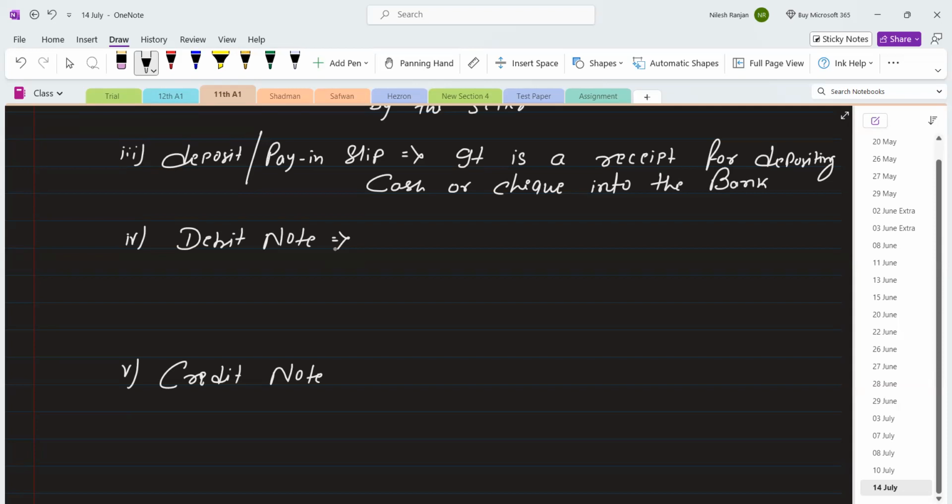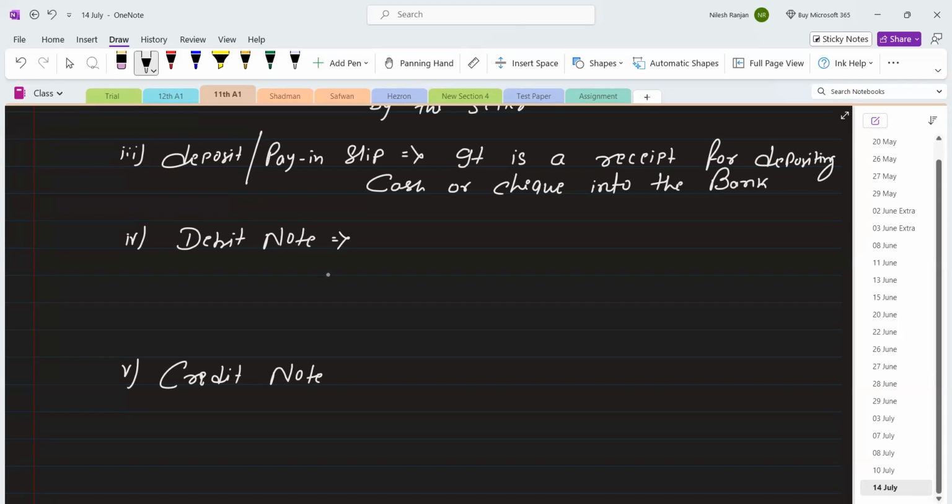Tell me what is debit note and credit note. Sir, I don't know, actually. We have discussed this in our previous class. I didn't note it down, actually. No, but we have discussed this. So you don't remember anything at all?